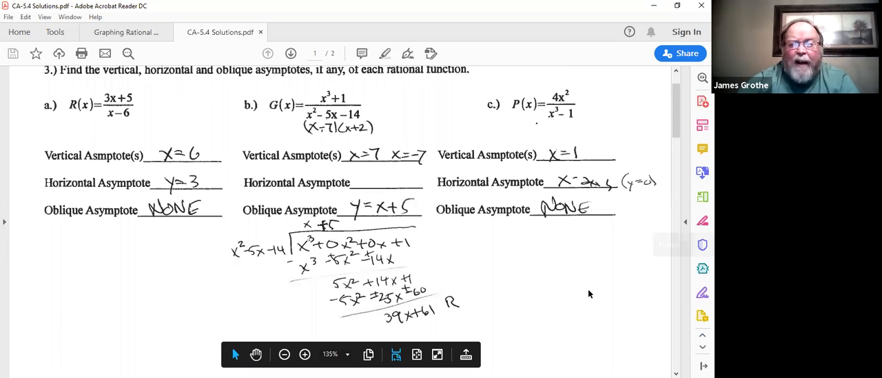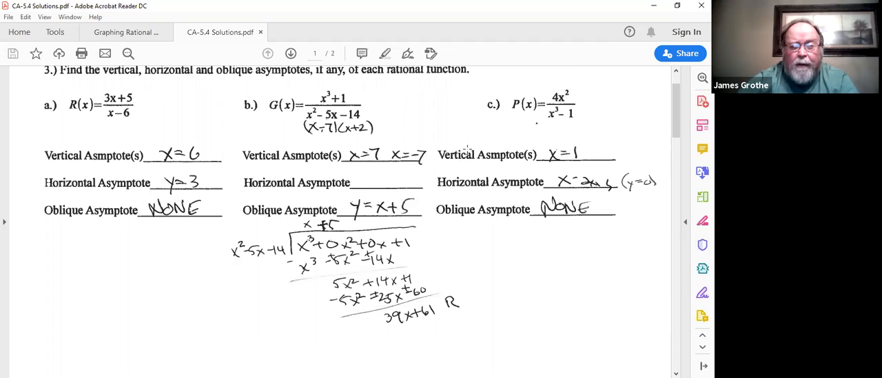We've got 4x squared over x cubed minus 1. Vertical asymptote, x cubed minus 1. Set that equal to 0. We'll get x cubed is equal to 1. And that means x would be the cube root of 1. And of course, the cube root of 1 is 1. So 1 would be our vertical asymptote. X equals 1, I should say.